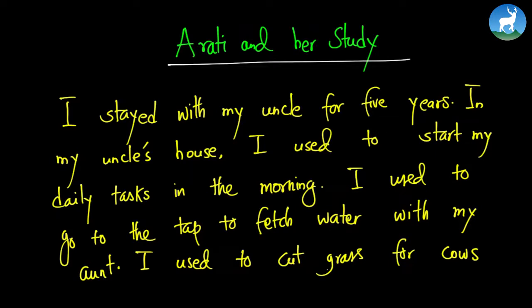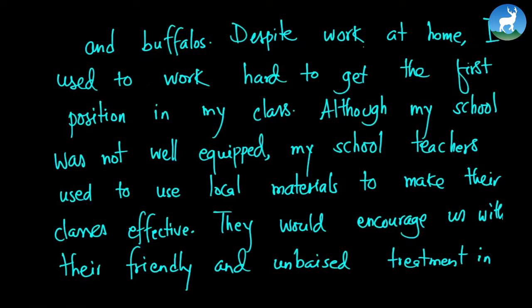Before that, let's study a paragraph and find out how habitual past is used in a practical scenario. I stayed with my uncle for 5 years. In my uncle's house, I used to start my daily task in the morning. I used to go to the tap to fetch water with my aunt. I used to cut grass for cows and buffaloes. Despite work at home, I used to work hard to get the first position in my class.